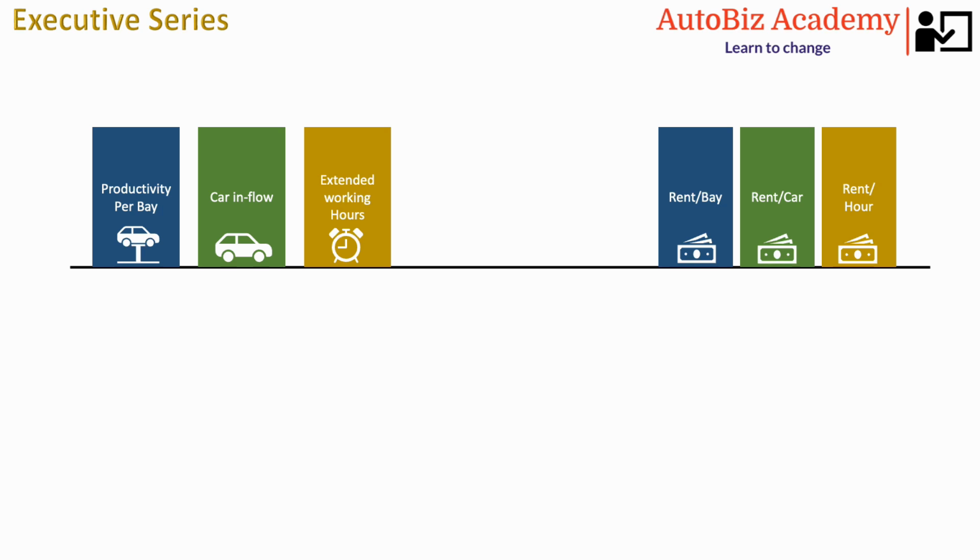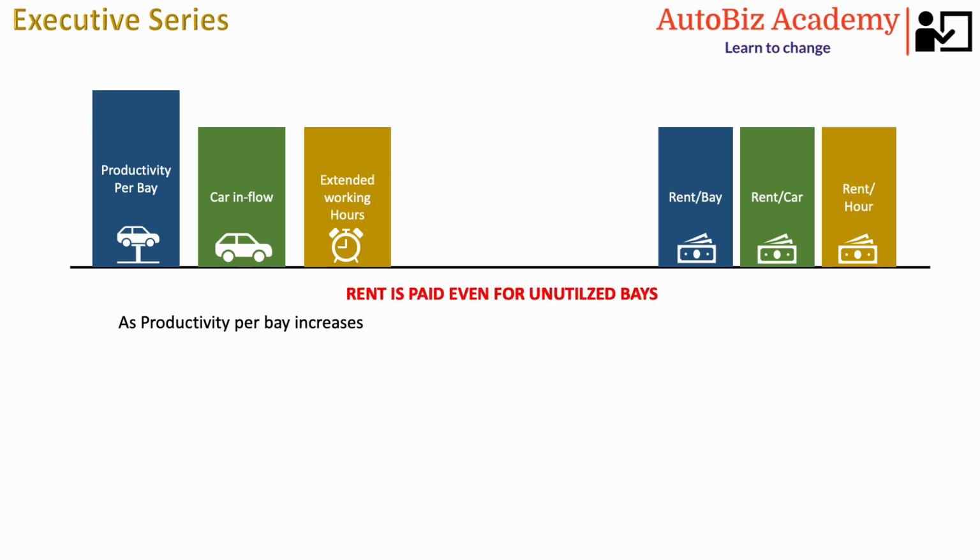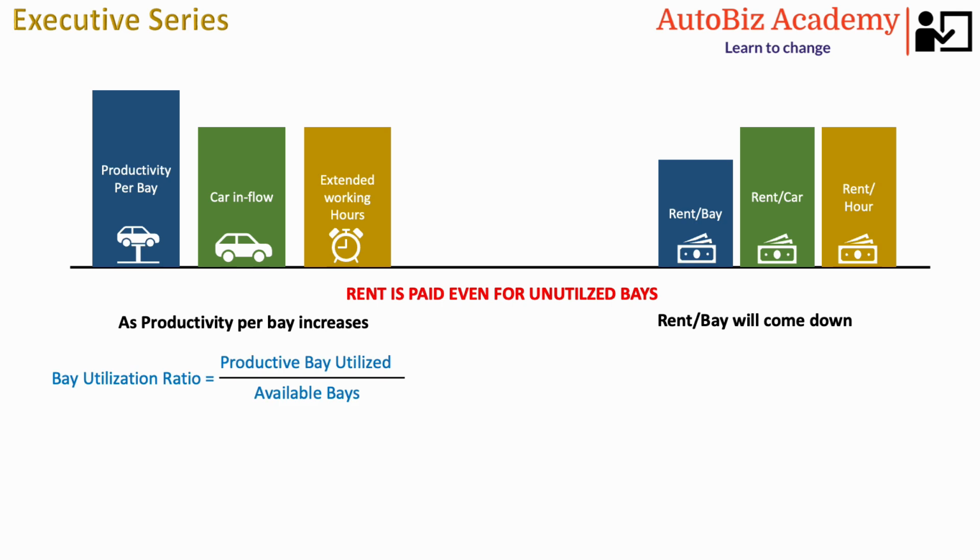Now, I will explain the same in a graphical way and with the formulas which we are going to use. The rent is paid even for unutilized bays. So as the productivity per bay increases, the rent per bay will come down, because we are taking productivity per bay as a parameter. As soon as you increase your productivity per bay, the rent per bay will come down.